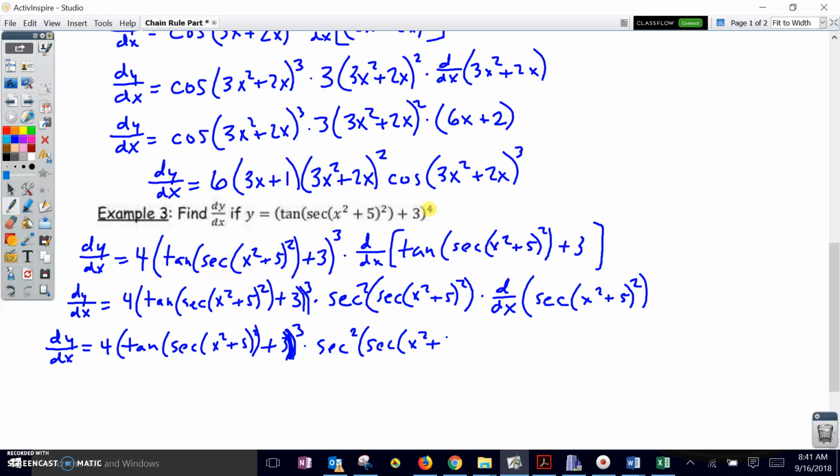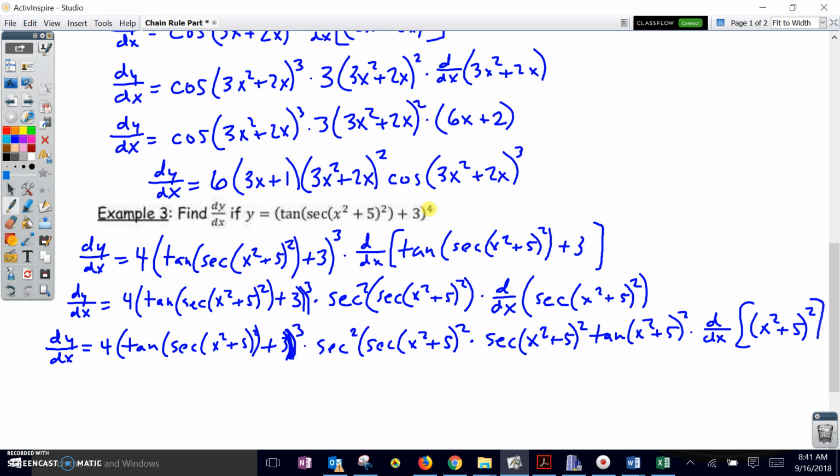Okay. This is a crazy problem. So many things to consider. Alright, now the derivative of secant of the quantity x squared plus 5 quantity squared. The derivative of secant is secant tangent. So it's going to be secant of x squared plus 5 quantity squared tangent of x squared plus 5 quantity squared times the derivative of the inside. And we're almost done. We're almost home free.